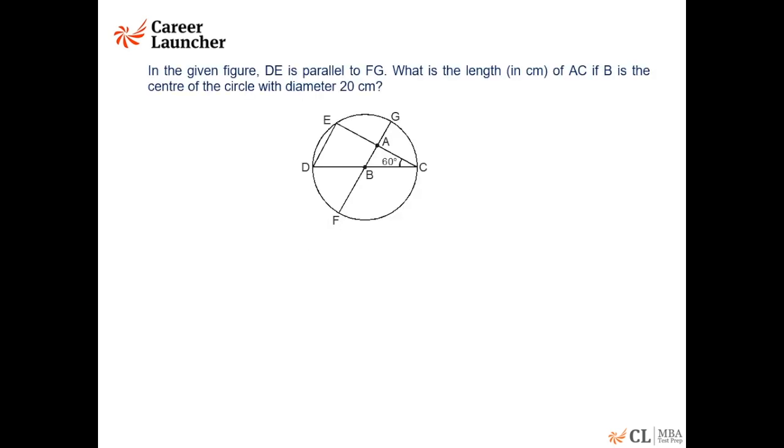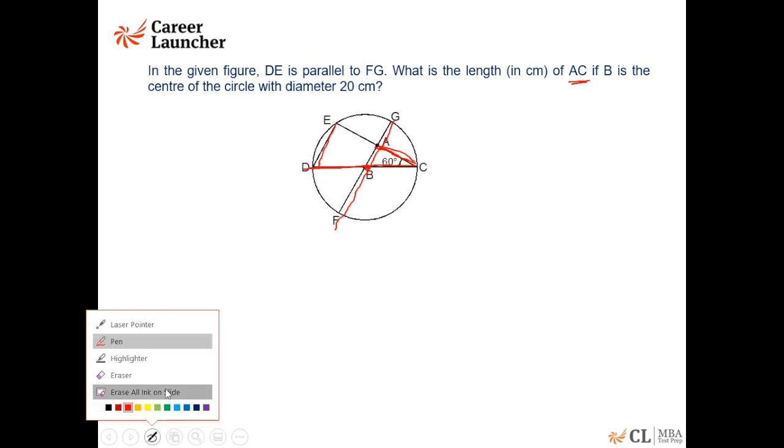In the given figure, DE is parallel to FG. Okay, so DE is parallel to FG. Looks parallel, I don't have an issue with this. What is the length of AC? Again, we need this length. If B is the center of the circle with diameter 20 centimeters, so that means this is the diameter because B is the center of the circle and CD is passing through it.